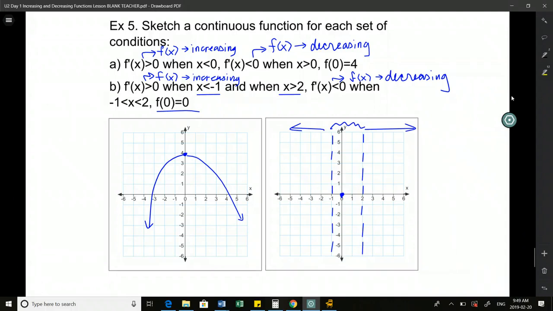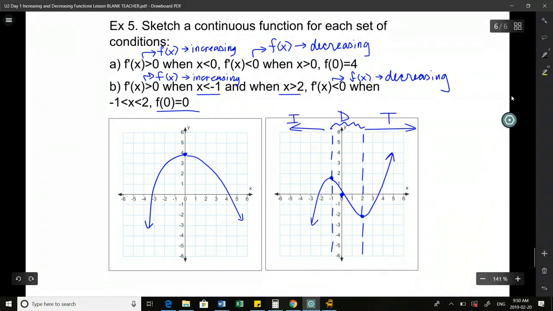Okay, so what's happening at -1 and 2? We're actually changing from increasing to decreasing and then decreasing to increasing. So what do I have at those values? Turning points, yeah. So I just need to place the turning points so that I can make sure that my function is doing what I need it to be doing, right? So I want it to be increasing. Maybe I'll increase to here. And then between these sections, I want to definitely pass through 0. Then I want it to be decreasing. And then I want it to be increasing. Okay, so this is increasing, decreasing, and then increasing.